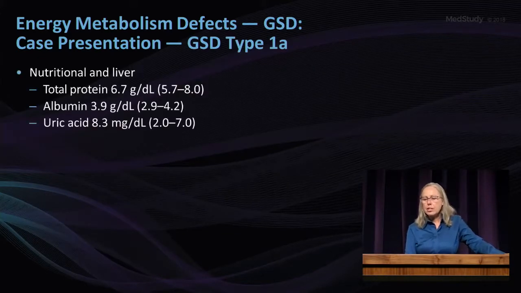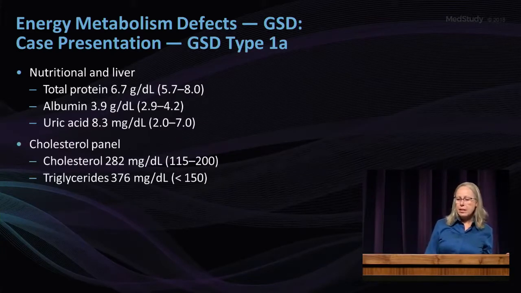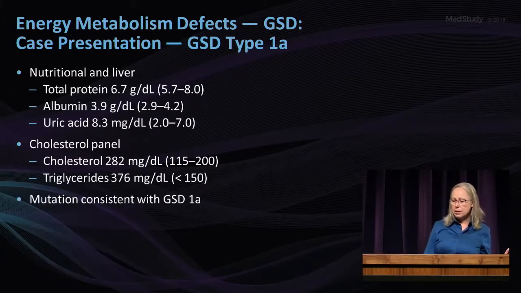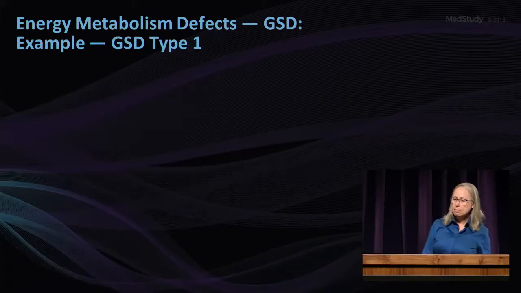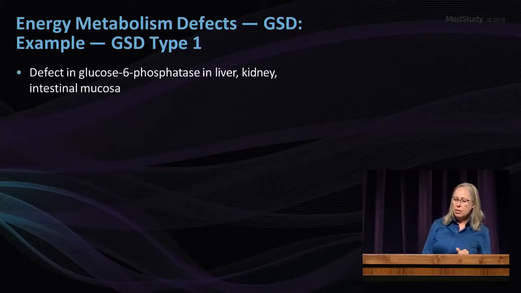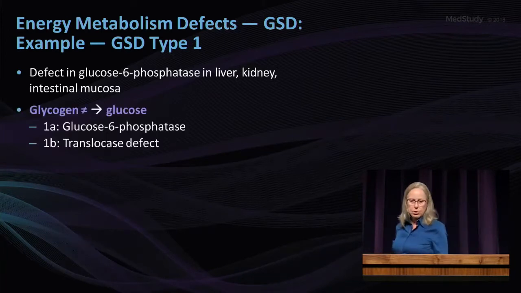So this little one has GSD type 1A. Her nutritional and liver labs showed total protein was good, albumin was good, but her uric acid is elevated, as is her cholesterol panel. So she has an elevated cholesterol and triglycerides. We do a mutation panel, which can take a month or so to come back as well, but it's consistent with GSD type 1A. And again, this is a defect in glucose 6-phosphatase in the liver, kidney, and intestinal mucosa.